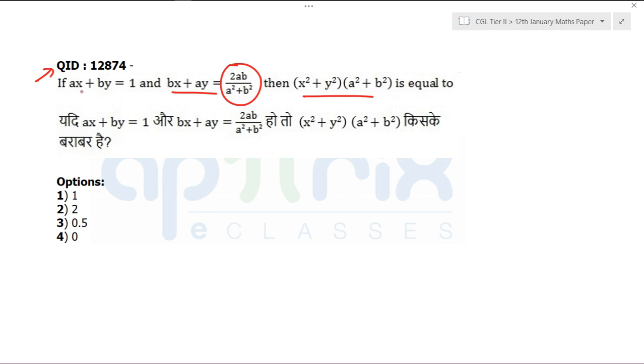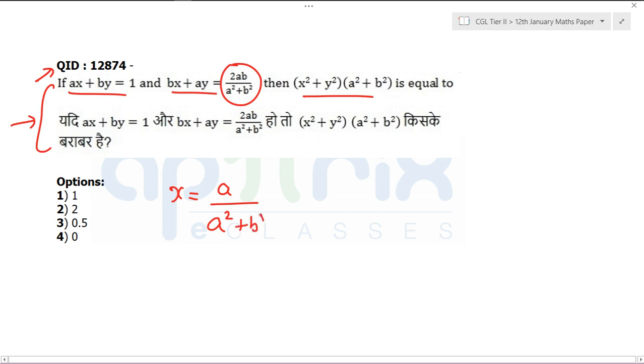Now coming to this question, right? ax plus by is equal to 1, bx plus ay is equal to 2ab upon a square plus b square, and then x square plus y square into a square plus b square is equal to what? Now if you are taking the exam as an aspirant, this question might seem time consuming, but when you know what they can ask, what their domain and range is, this question is very easy. What you need to understand here is that x is equal to a upon a square plus b square, and then y is equal to b upon a square plus b square.